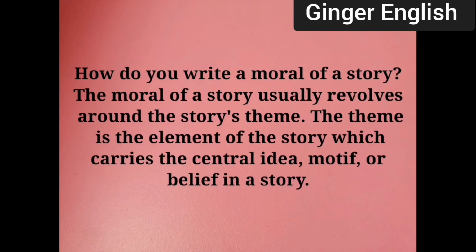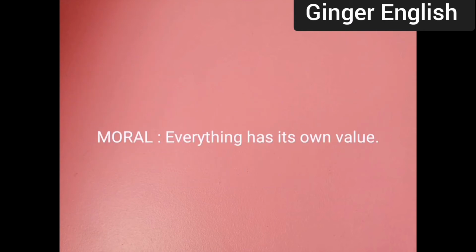How do you write the moral of the story? The moral of the story usually revolves around the story's theme. The theme is the element of the story which carries the central idea, motive, or belief in a story. What's the moral in this story, the lion and the mouse? The moral of the story is everything has its own value. Thus, the moral has been revolving around the theme of the story.